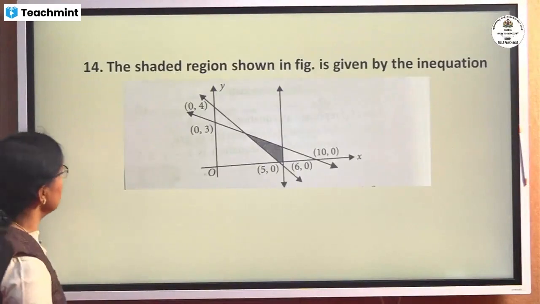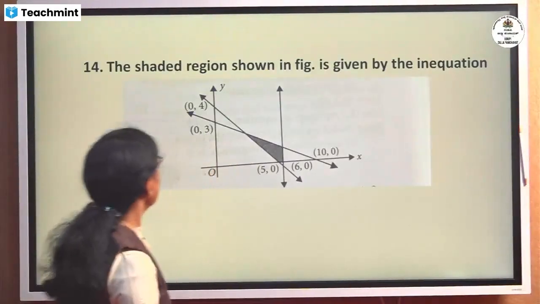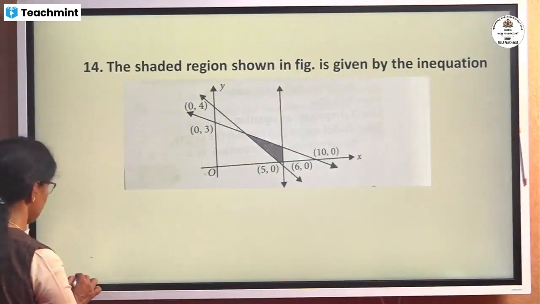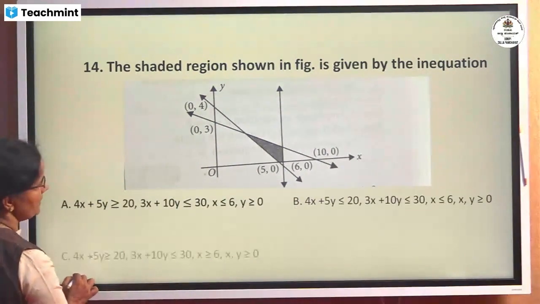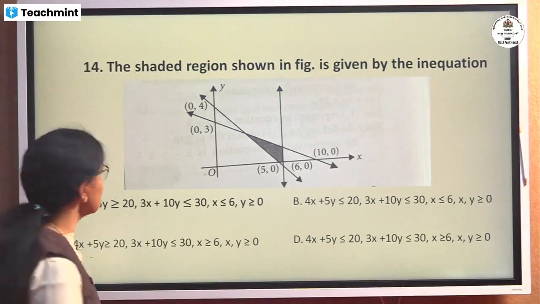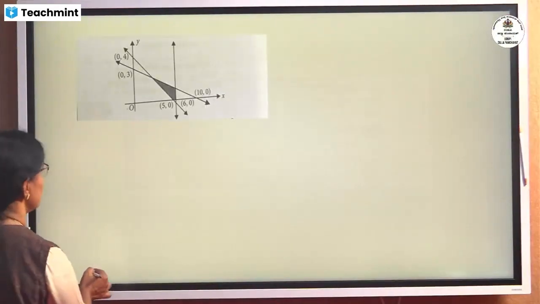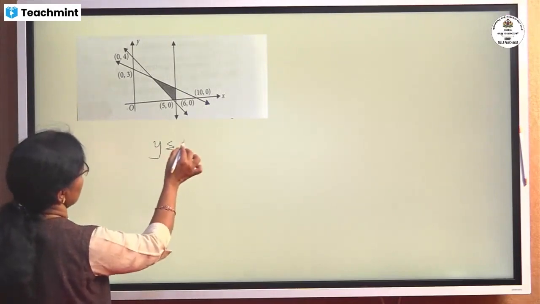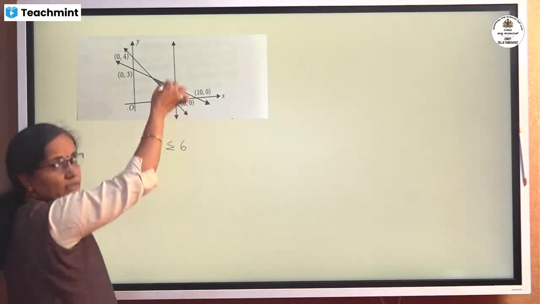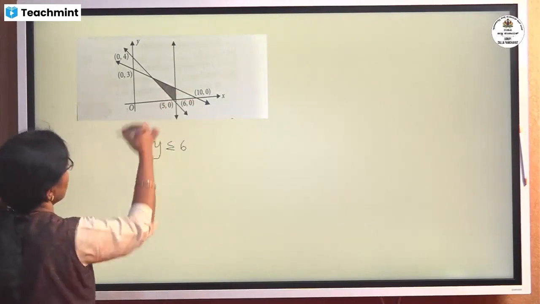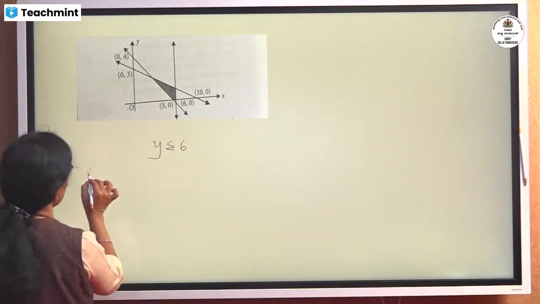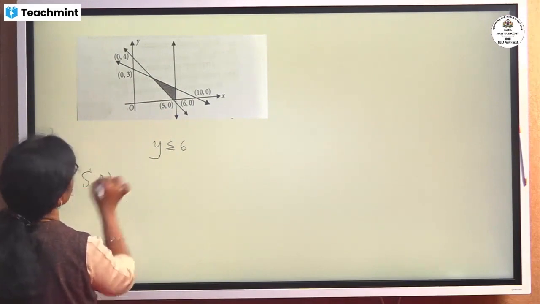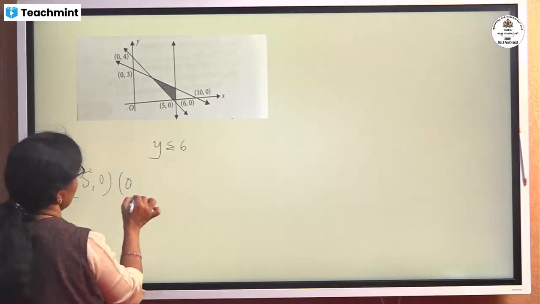Let me go for the next question, that is, the shaded region is given by. So the first inequation, let me go for the options here. Yes, these are all the options. Is there any blank slide? Yes, a blank slide is there for calculation. So y is lesser than or equal to 6 is the first inequation. This is the line y equal to a constant, lesser than or equal to 6. Another two points to form the equation are 5 comma 0 and 0 comma 4.